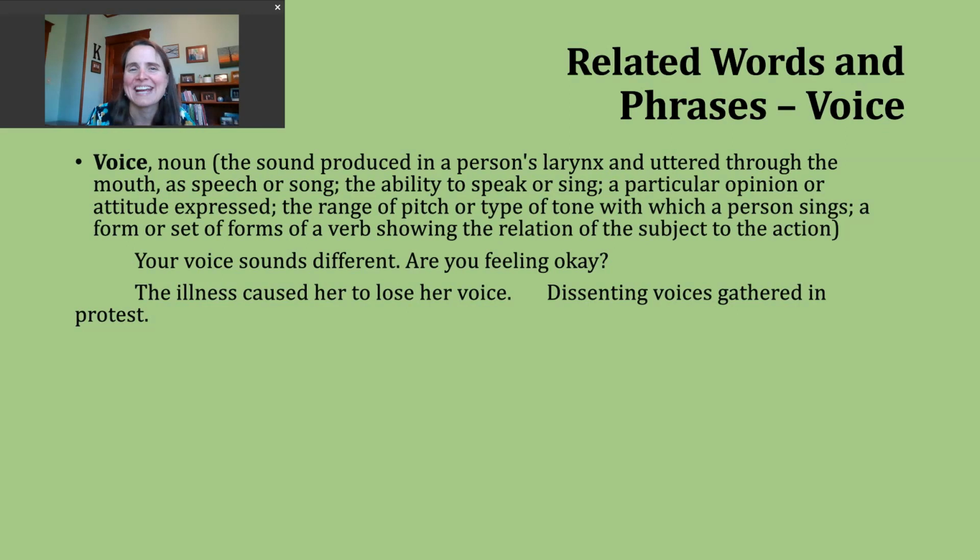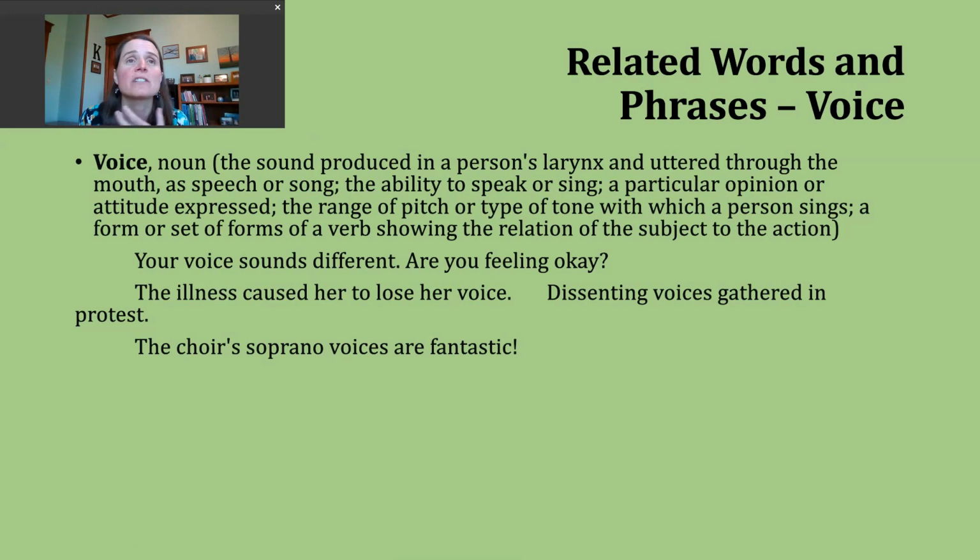A fourth way to use our noun voice is to talk about the range or the pitch. You might also think a type of tone in which someone can sing, right? So we're talking about kind of how low or how high someone's voice is. So an example of this, "The choir's soprano voices are fantastic." So again, focusing on a particular range of pitches and tones that someone can sing.